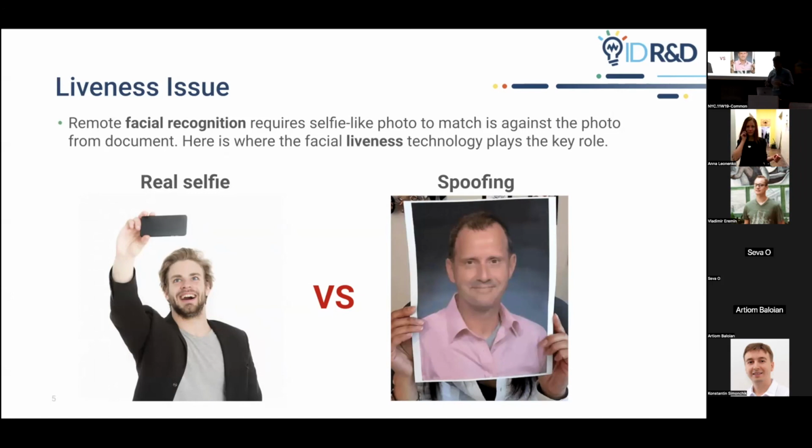But the problem, when you are trying to do facial recognition remotely, is to recognize whether this is a real person facing the camera or this is spoofing. We call it spoofing. And the technique that distinguishes between the real human and spoofing is called liveness detection. So we're working on liveness detection. Today, I will be talking about the liveness detection engine and how we're doing that.